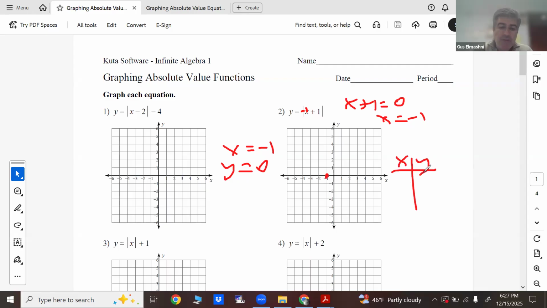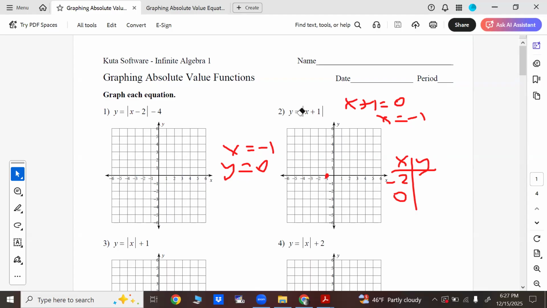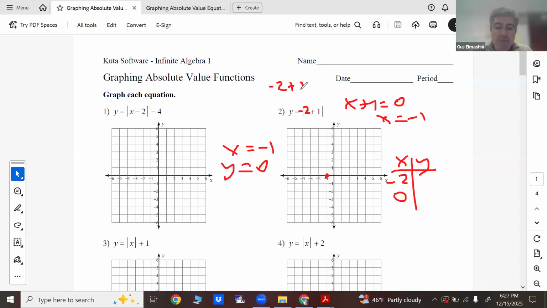Okay, let's plug in numbers close to -1. What numbers could you plug in? -2 and 0. Good. If you plug in -2, what do you get? -3. Oh, no, yeah, -3. What's -2 plus 1? -1.